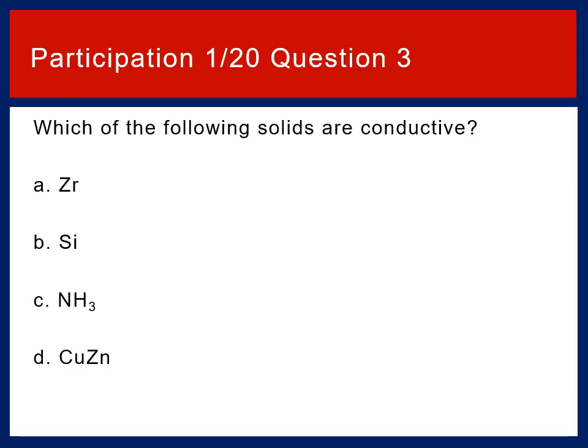Participation 120, question 3. Which of the following solids are conductive? A, Zr, B, Si, C, NH3, and D, CuZn. This is the third question on participation 120, due Tuesday, January 20th at 11:59 p.m. over on Blackboard. Link to the assignment is right below the links to these videos. Again, which of the following solids are conductive? A, zirconium, B, silicon, C, ammonia, and D, copper, zinc.